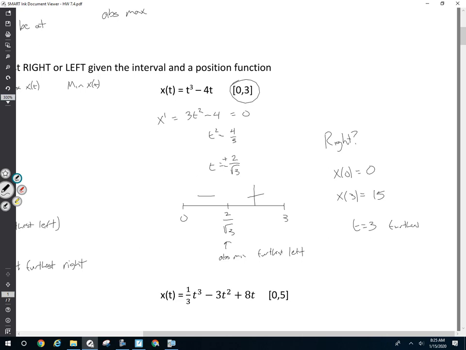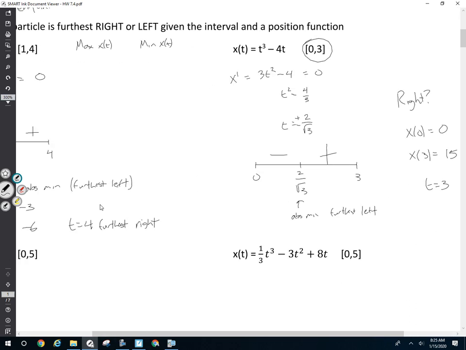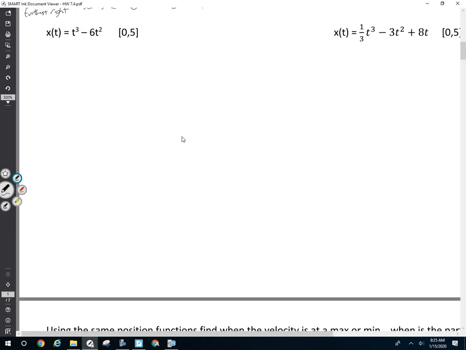Now I don't want us to think that it will always be this right endpoint. It could be the left endpoint. Just these first 2 examples might have been like that. Okay, let's keep going.